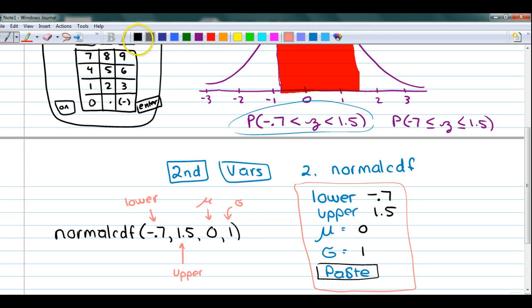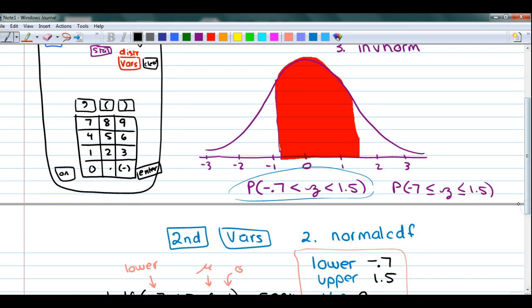And we hit enter, and our answer is 0.5994 if I round to the 4th decimal place. That's this area right here, which is 59.94% of the area under the curve.